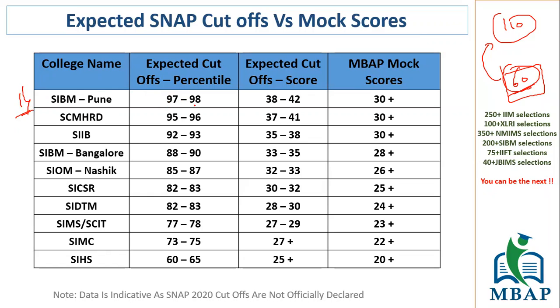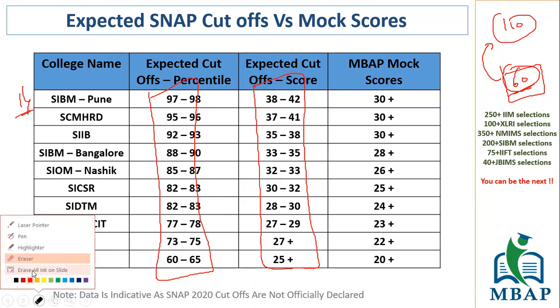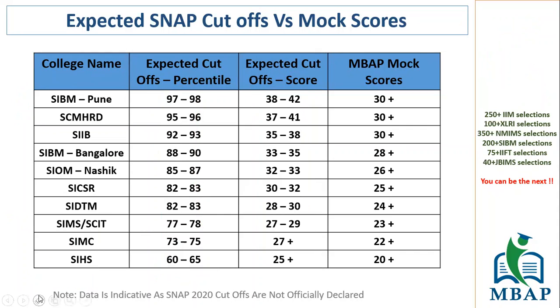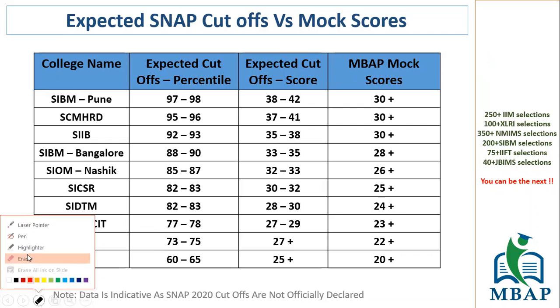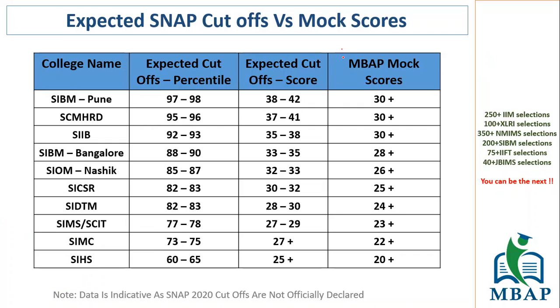Around 97 to 98, and this is the range that we are expecting. You can look at all these ranges in terms of the percentile and in terms of the score. These are things I'm talking about with regards to your actual SNAP exam score. This is where I'm talking about the mock score. So how do you judge your performance with regards to your mock scores?